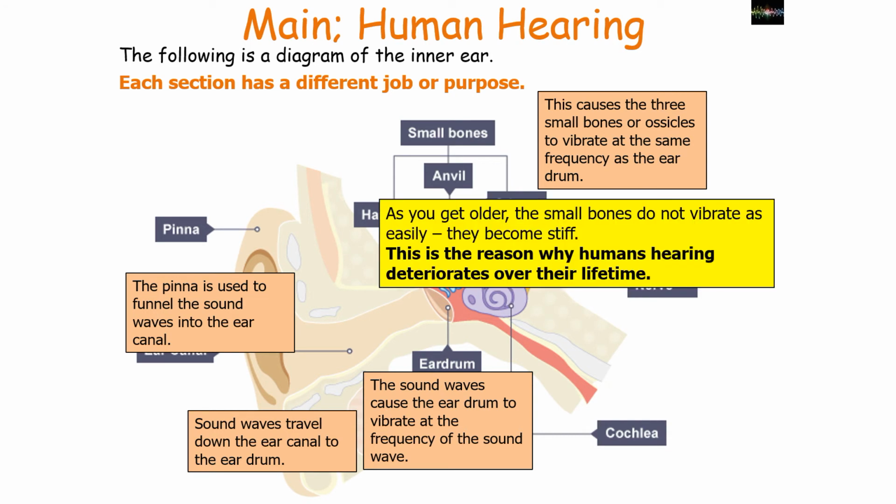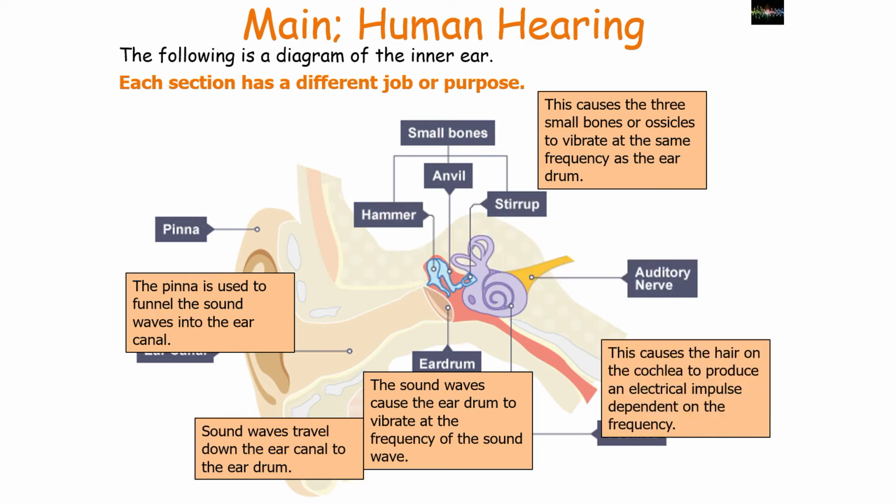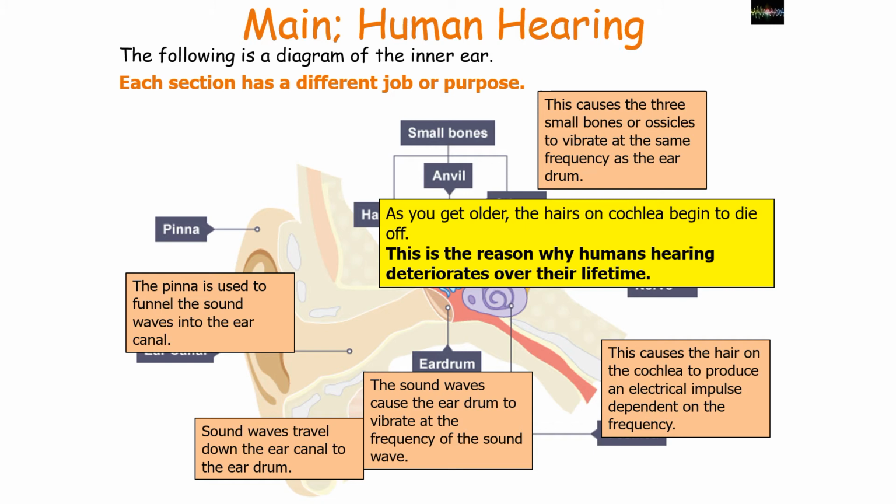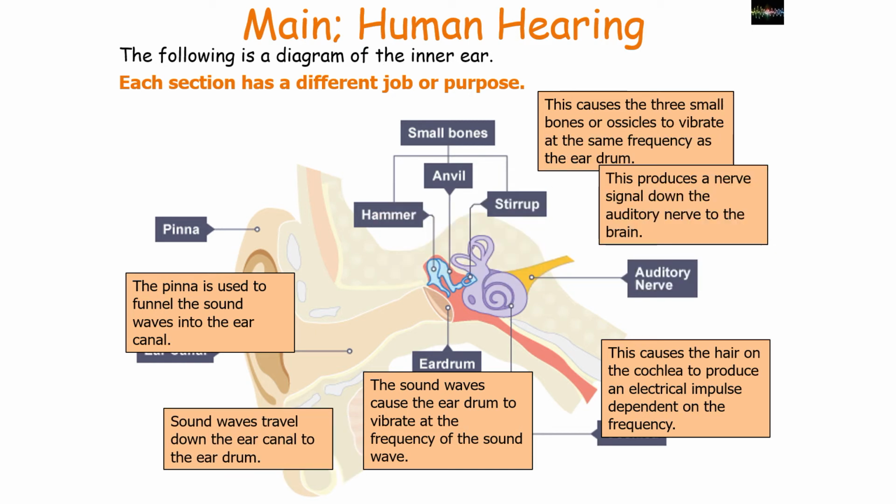Now as you get older, the small bones do not vibrate as easily. They become stiff, and this is the reason why human hearing deteriorates over their lifetime. Once your small bones have oscillated, this will cause the hairs on the cochlea to produce an electrical impulse depending on the frequency that the bones oscillate at. Now as you get older, the hairs on the cochlea begin to die off as well, which is a second reason as to why human hearing deteriorates over their lifetime. At that point, the cochlea will produce a nerve signal which travels down the auditory nerve to the brain.